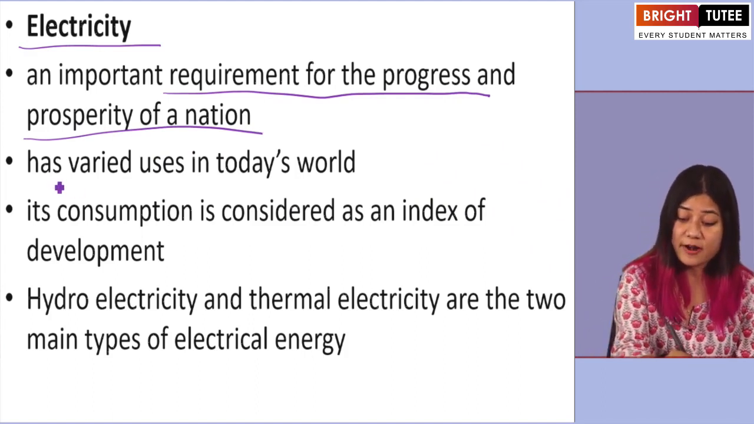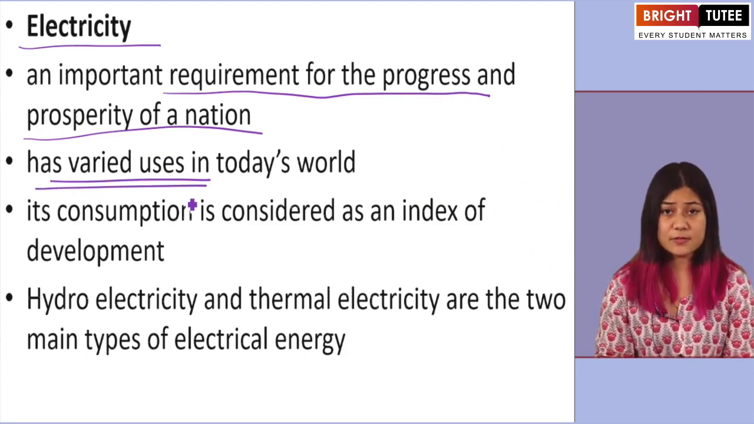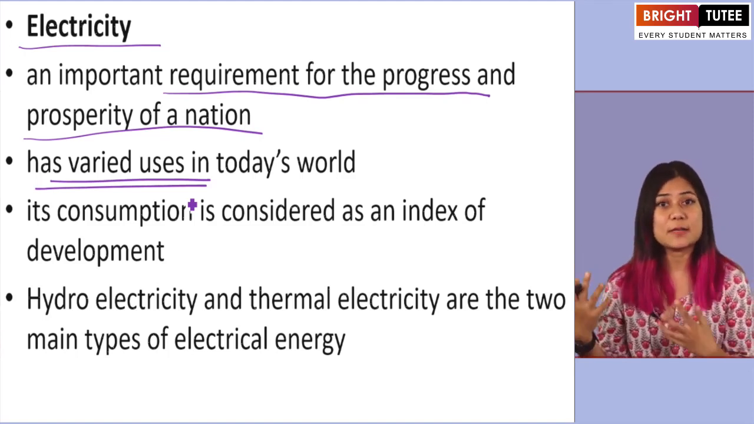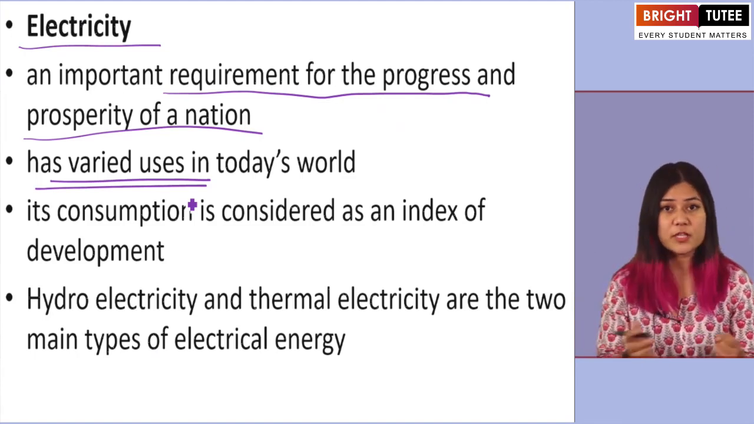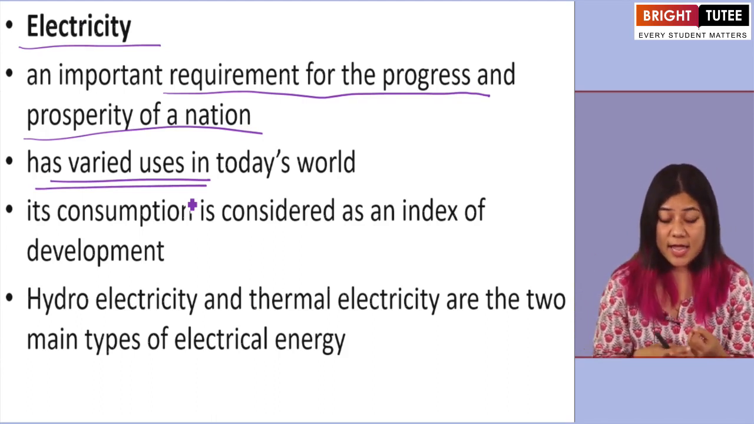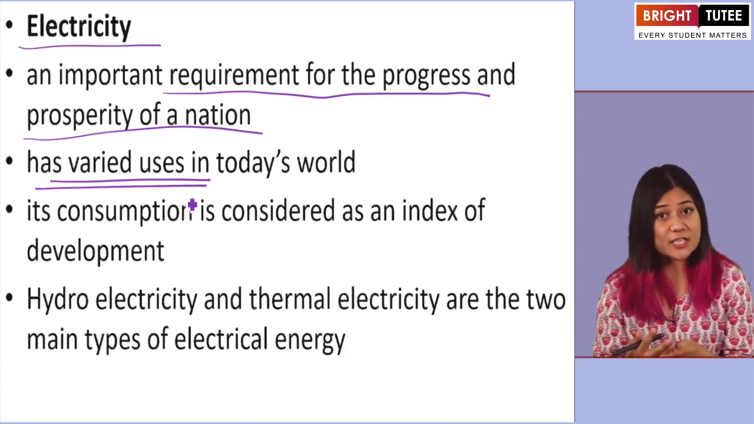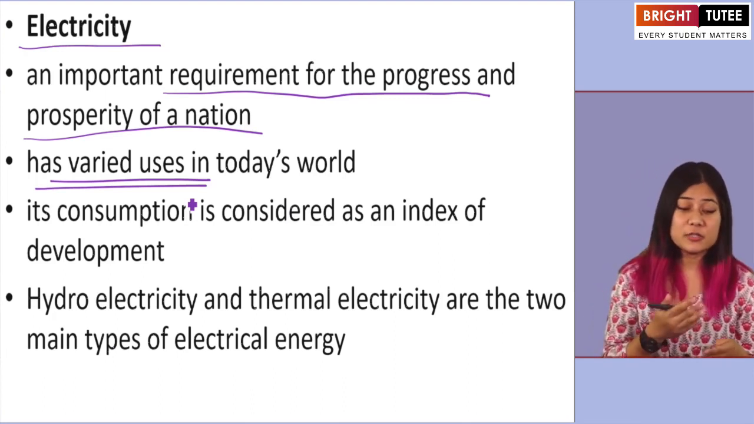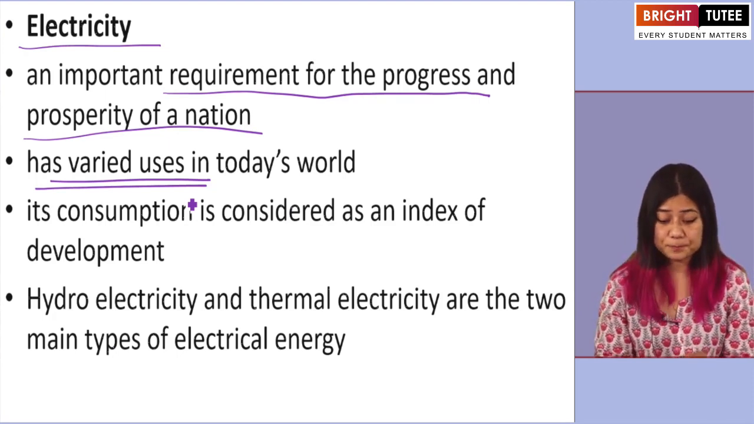Electricity today has varied uses. Electricity is used for various purposes. Earlier, electricity was used only for getting some light. But today, electricity is used for driving, for moving the vehicles. Electricity is used for driving trains. Electricity is used for cooking. Electricity is used for using your gadgets, providing power to your mobile phones, iPad, your tablets, etc. So it has various uses, okay?